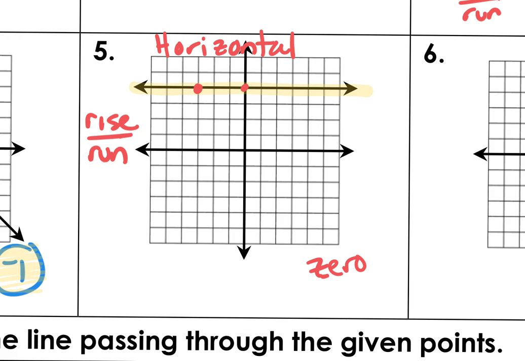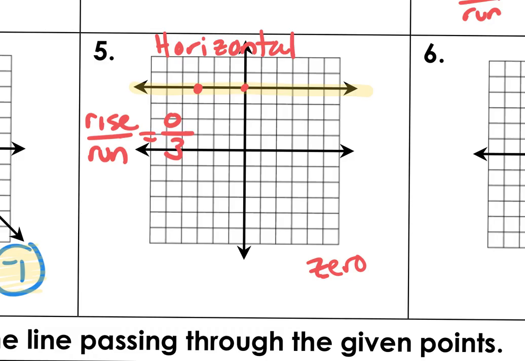If I start at this left point, how many spaces do I need to go up or down to get to this point? 0. And no matter where you put your points on your horizontal line, the answer should be 0. You're going 0 spaces up or down to get to that second point. Now, here's where we might be different, where you put your point. For me personally, I'm going 0 up or down, but I'm going 1, 2, 3 spaces to the right. So my slope is 0 divided by 3.